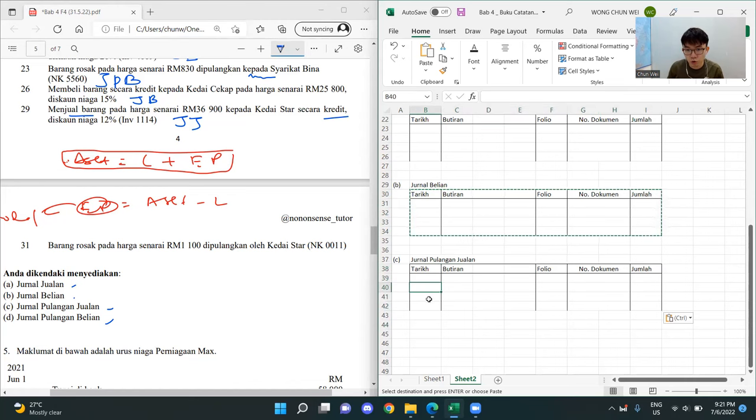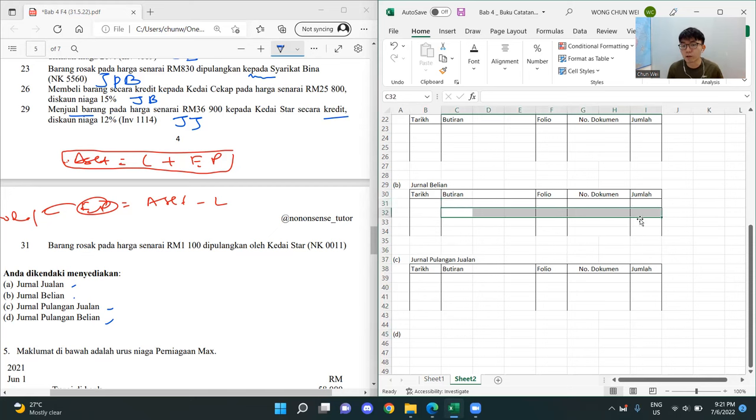So 1, 2, 3, 4, 5, 6. But normally, jurnal pulangan jualan is lesser comparing to jurnal belian and jurnal jualan. Okay, so if you want, you can actually skip like 4 to 5 lines for pulangan. Okay, but just in case, we don't want later you nampak tak cukup space, tak cukup ruangan, then you need to squeeze everything inside. No, too ugly, not nice. Right? So make sure you give enough of space in between. So that sometimes you do some error mistake, and maybe you cancel out and book out another line. So just give more lines, okay? More spaces. Then the D will be the jurnal pulangan belian.